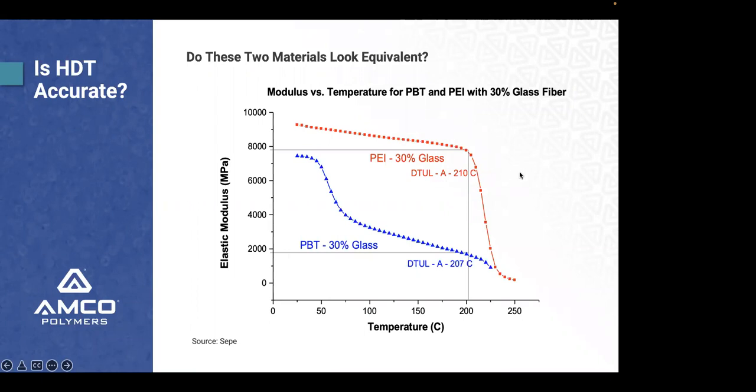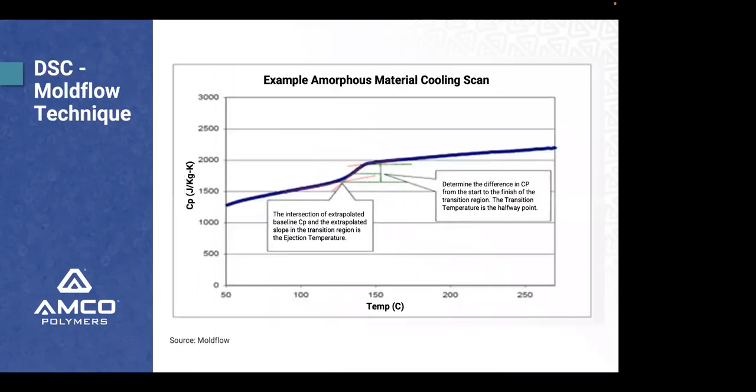So we need to know and understand that data sheets are single point data. I don't necessarily like HDT. I like looking at the DMA curves and actually seeing multi-point data. So I started asking, okay, this is great information. How does Moldflow do it? So I went to Moldflow and I asked them through AIM Beaumont and said, can you show me how they get an amorphous, what they do?